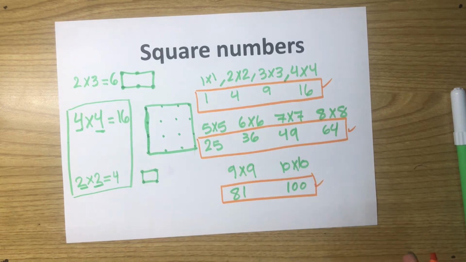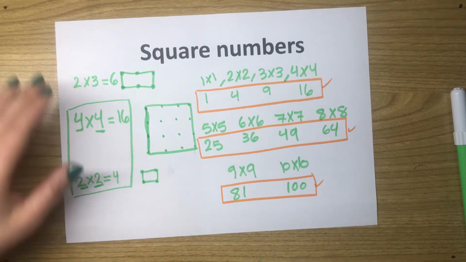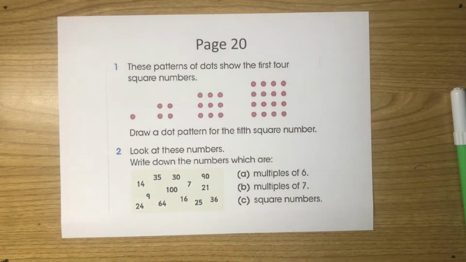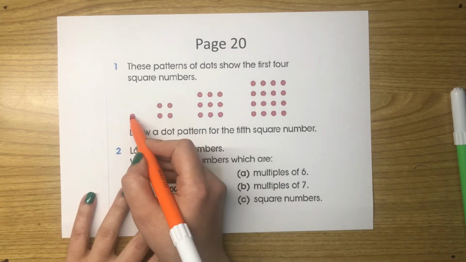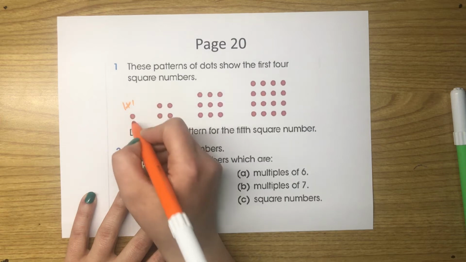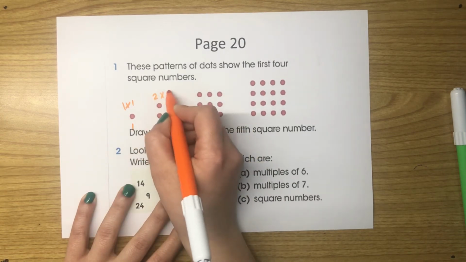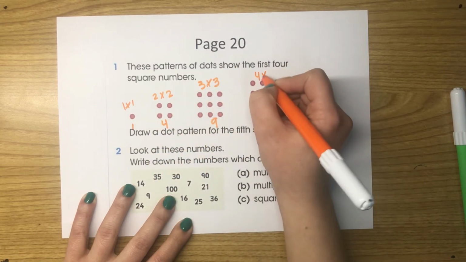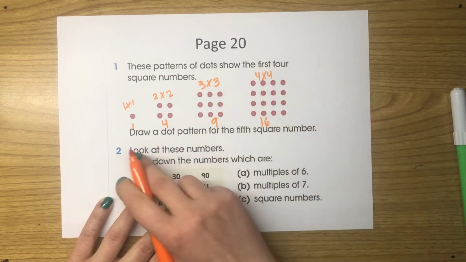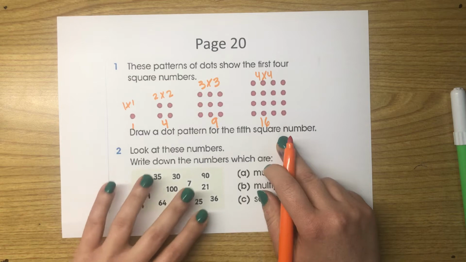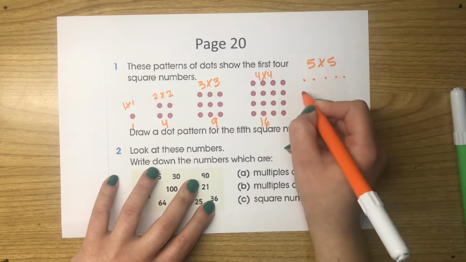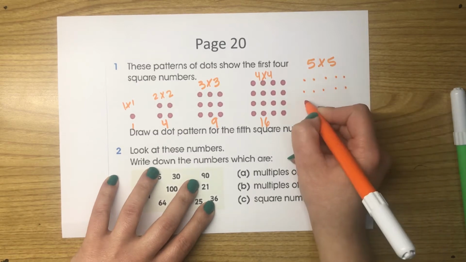Okay, we are going to play with these numbers. Open your learner's book, page number 20, and let's do the questions. These patterns of dots show the first 4 square numbers. This one, 1 row, 1 column, 1 times 1 equals 1. 2 times 2 equals 4. 3 times 3 equals 9. 4 times 4 equals 16. So what do you have to do? Draw the dot pattern for the 5th square number. That means 5 times 5. Keep the same distance. Okay?